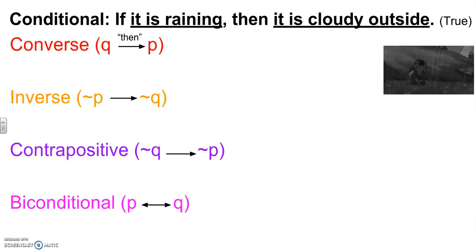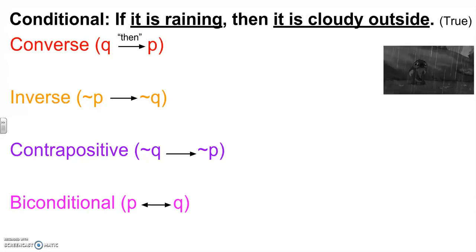Conditional statement. If it is raining, then it is cloudy outside. So we see it is raining is my P, and then it is cloudy outside is my Q. So that's my if-then statement. So I want you to take a moment to pause here and try to write each of the other statements here, the converse, inverse, contrapositive, and biconditional, whether there is a valid one or not.